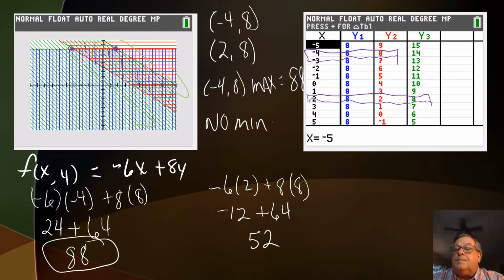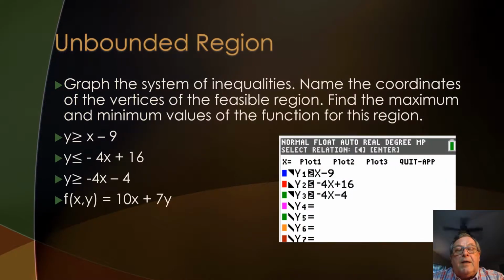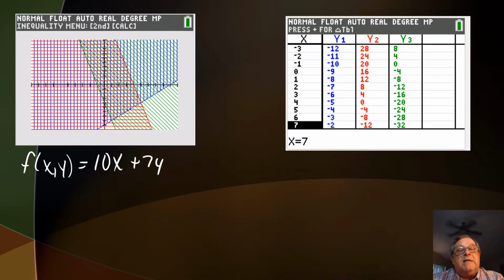Let's take a look at one more. So again, I've got three inequalities. y is greater than or equal to x minus 9. y is less than or equal to negative 4x plus 16. And y is greater than or equal to negative 4x minus 4. Once again, I see that two of my inequalities have the same slope, and we're also trying to determine the value. You can see over here on the right that I've entered those into my calculator, which creates this graph.